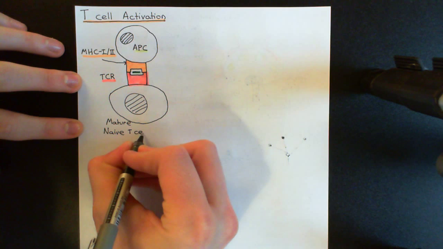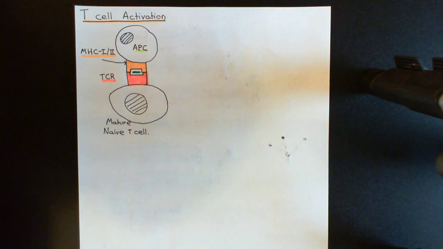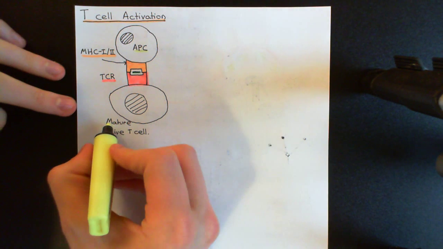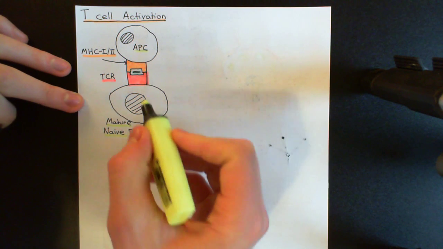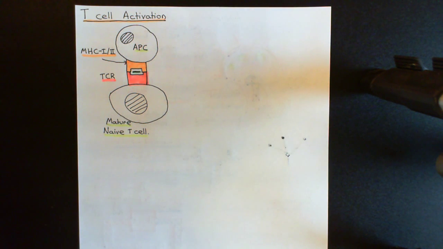It's never seen its antigen that it's targeted against so far. Right, so next up what I want to discuss is the fact that we're going to have a co-receptor also binding to the MHC class 1 or MHC class 2.